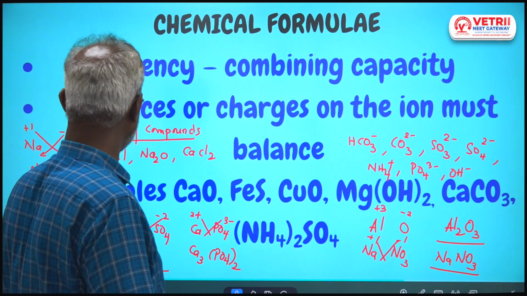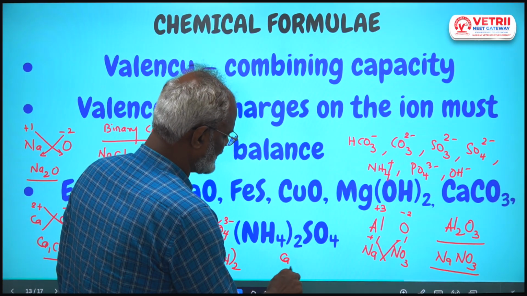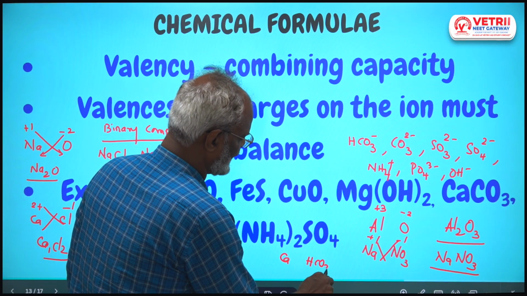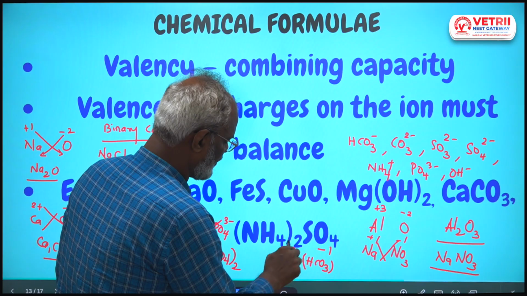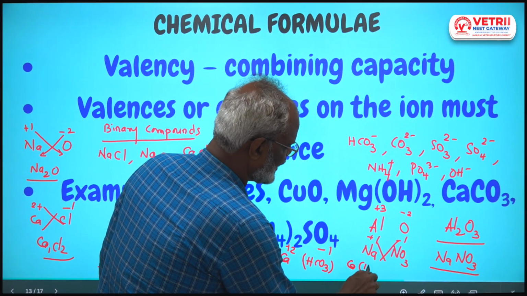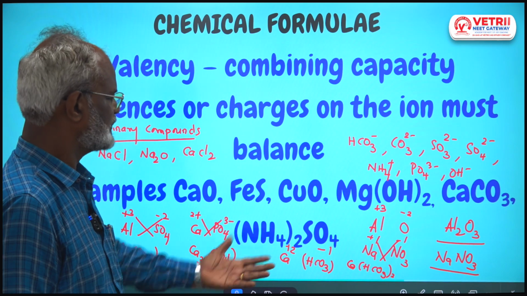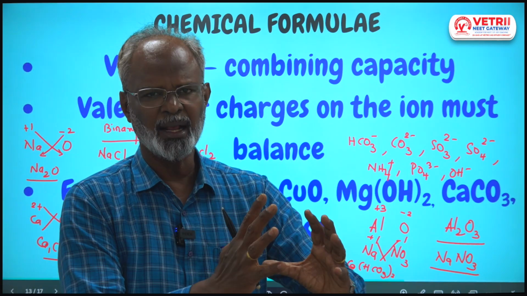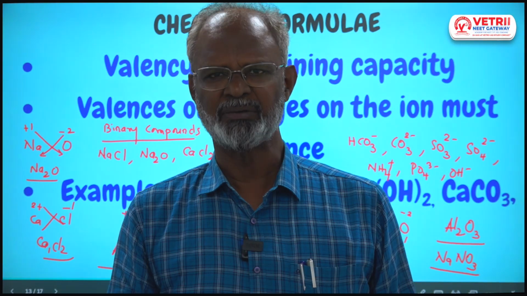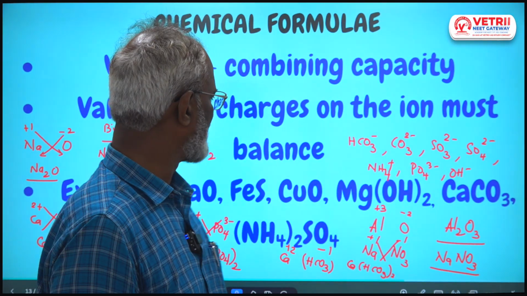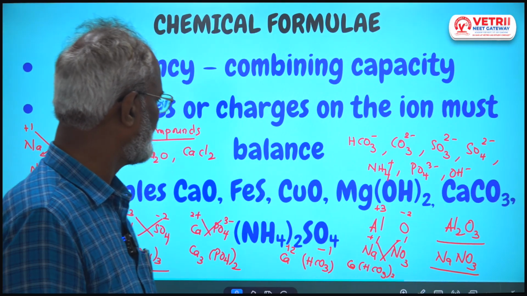If you want to take, say, calcium bicarbonate: HCO3 minus 1, calcium plus 2. If you cross, you will get Ca(HCO3)2, calcium bicarbonate. So like that, take the cation and its valency, the anion and its valency, cross these valencies and you can write the chemical formula easily. Practice this for some more.